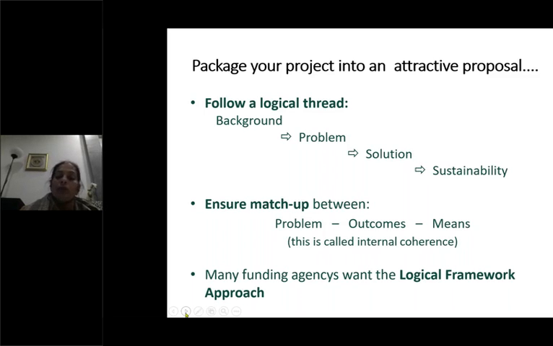Right? So you have the problems, the solutions you have suggested, what outcomes it will give, and then the means to achieve these outcomes. So there should be coherence, there should be a match between all these three things. And yes, funding agencies are looking for a logical framework approach. Next, please.